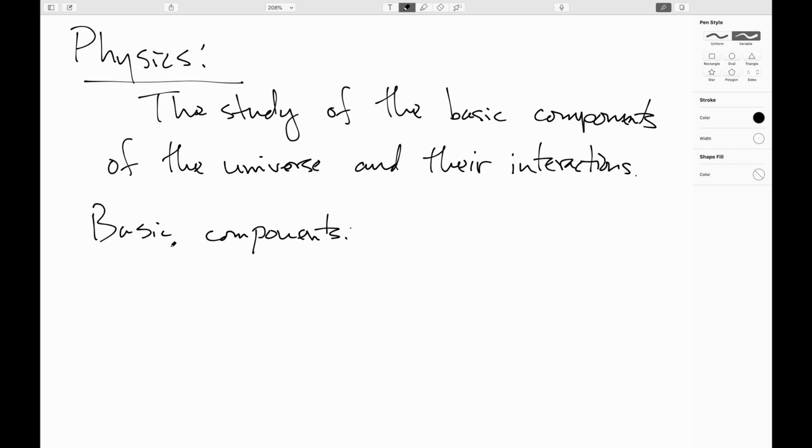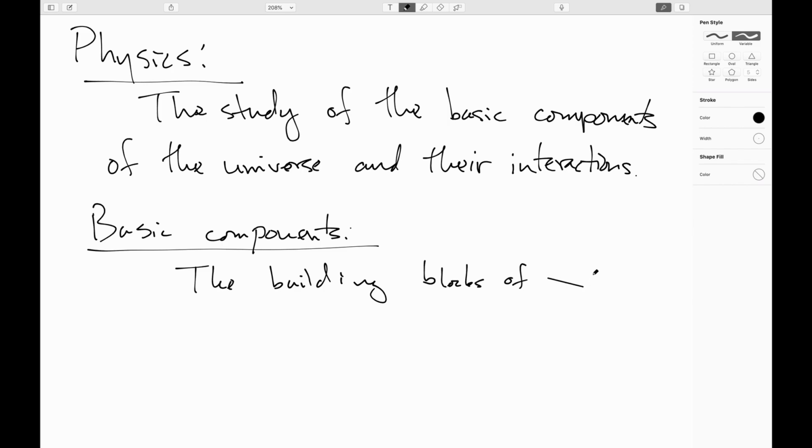Components. So here we're talking about the building blocks of matter. And we're still not entirely clear on what those building blocks are, but we have some clues.